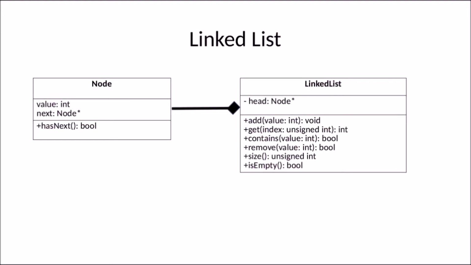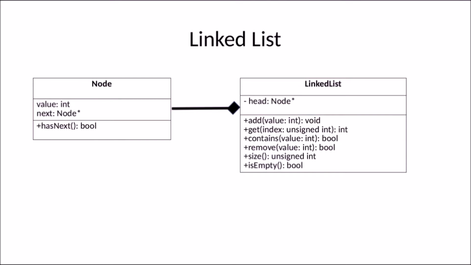So a linked list consists of 2 classes. On the left, you see the node class. The node class has 2 fields. The first one is the value. In this case, I just store ints, so it's a linked list that stores integers. And then I have a second member variable named next. That is a pointer to the following node.